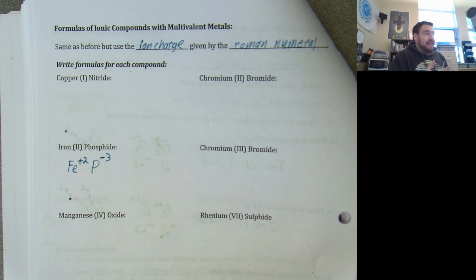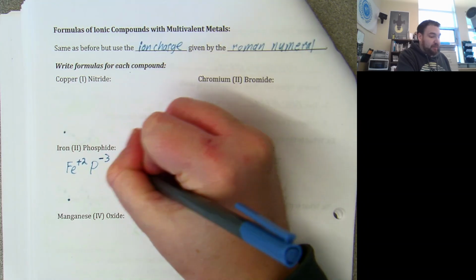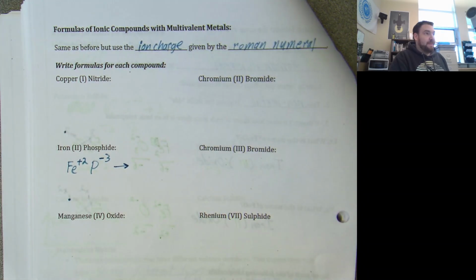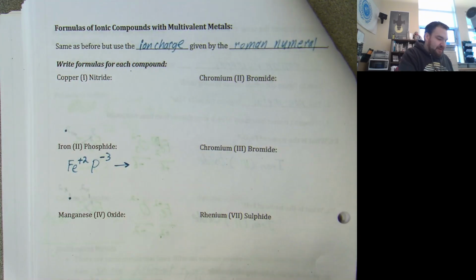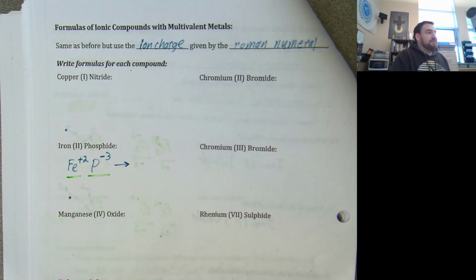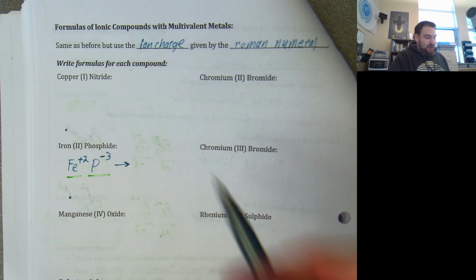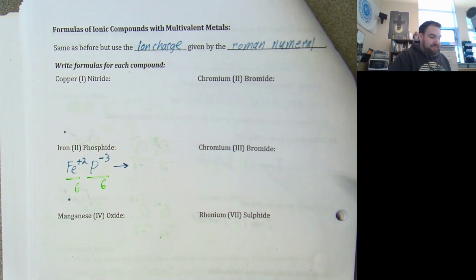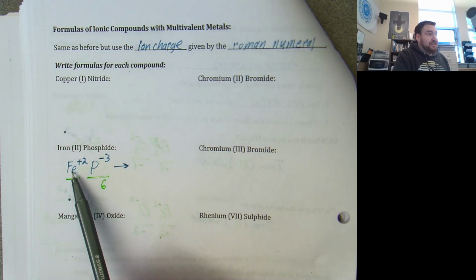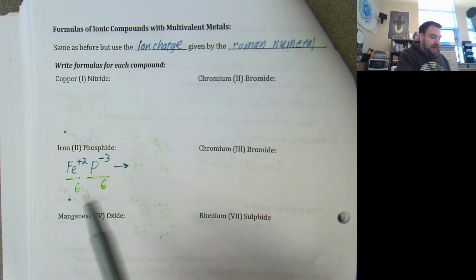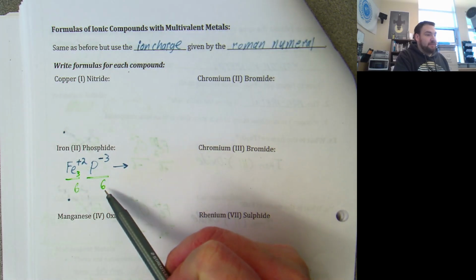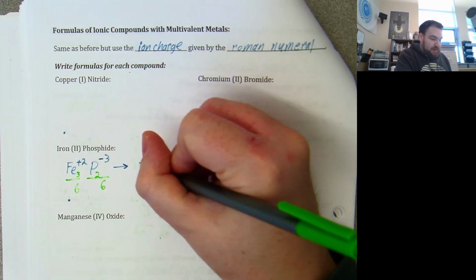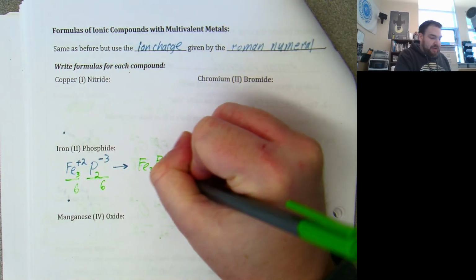Does anyone want to see either method, or do we see where we're going to go right away? Let's do it again. I love it. Okay. What's the smallest number, Evelyn, that 2 and 3 go into? You bet. 6 and 6. So how many Fes? If each Fe is +2, how many Fes do I need to give me 6? You bet. If each P is 3, how many do I need to give me 6? 2 of them. Fe3P2, and we're done.